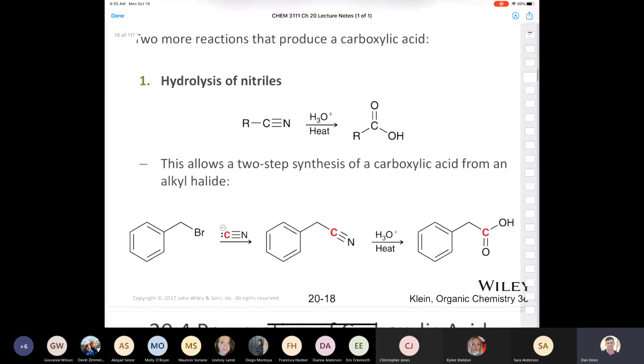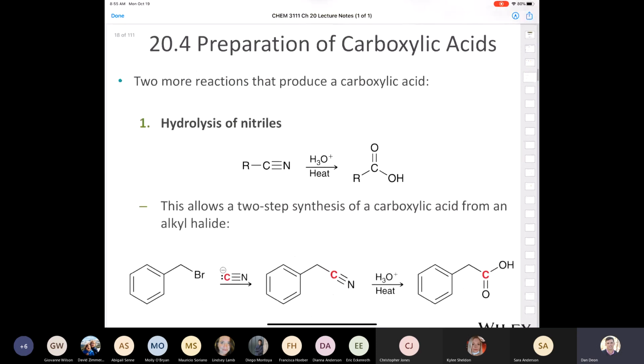briefly in the last chapter, and anyhow, it is the hydrolysis of a nitrile. So if we take a nitrile, remember, if you take cyanide, you can react it in an SN2 reaction to produce a nitrile. And if we take a nitrile and we treat that with just acid and we heat that up, so aqueous acid, and we heat that up, we produce a carboxylic acid.